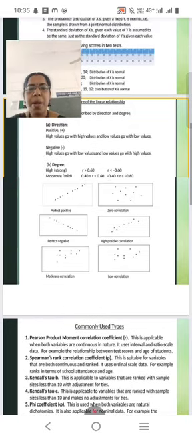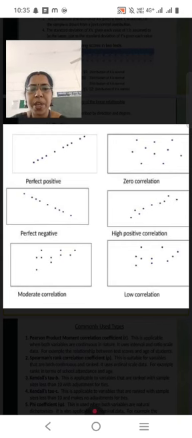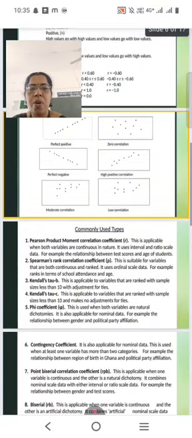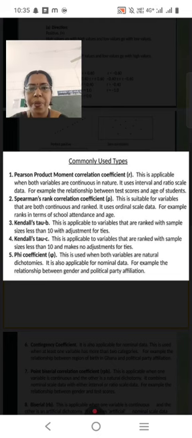This is the perfect positive, perfect negative, moderate correlation, zero correlation, high positive correlation, low correlation. Figures in diagrams. Commonly used types. Pearson's product moment correlation coefficient. This is applicable when both variables are continuous in nature. It uses interval and ratio scale data. For example, the relationship between test scores and age of students. Second one is the Spearman's rank correlation.